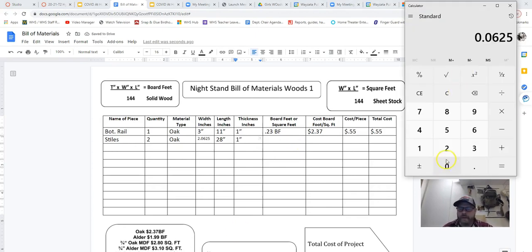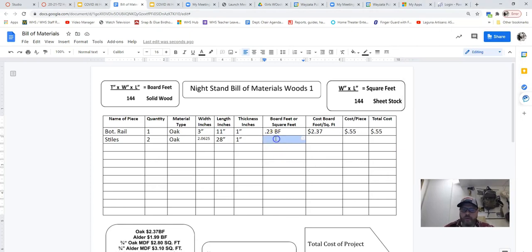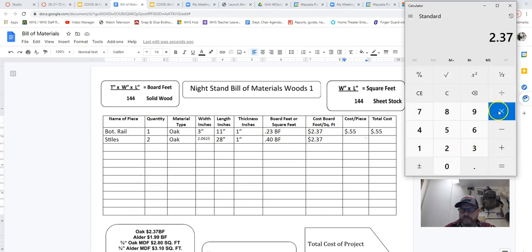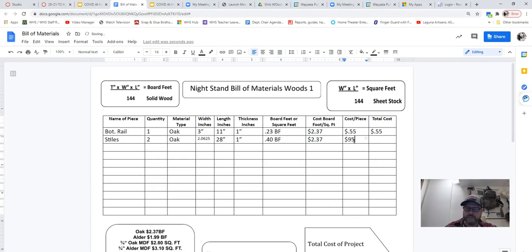So if I pull out the old calculator, I go 2.0625 times 28 times 1, and I divide it by 144, and I get 0.40 board feet. Cost per board foot is the same as the bottom rail. So my cost per piece is the $2.37 times 0.40, and I get 95 cents a piece. Not $95, 95 cents a piece. And if I double that, because I have 2 of them, 95 plus 95 is $1.90.